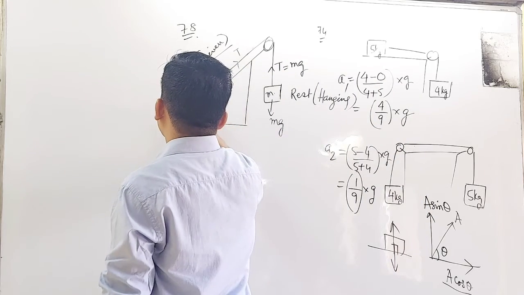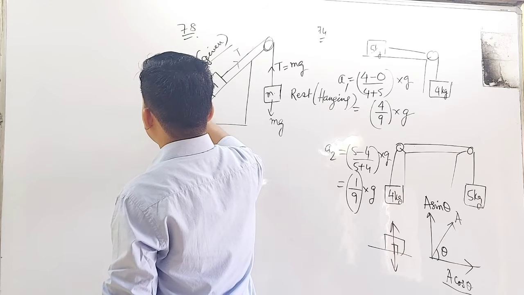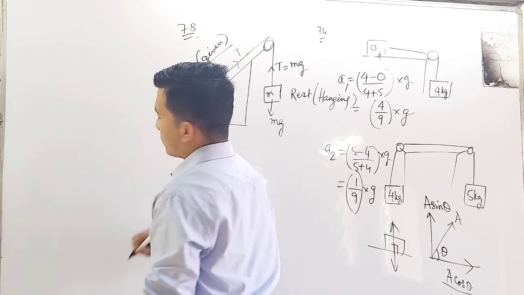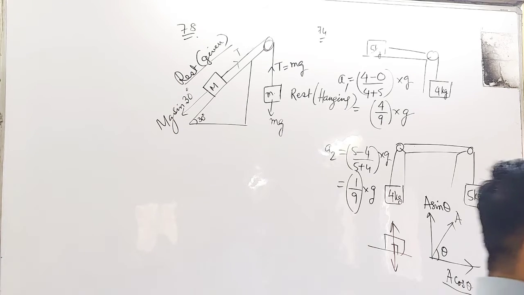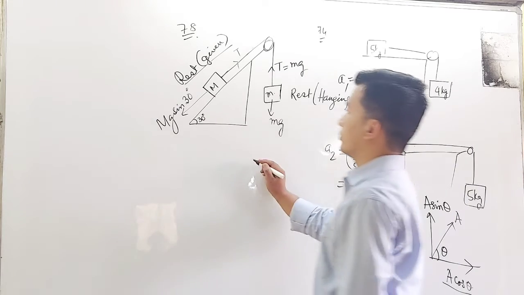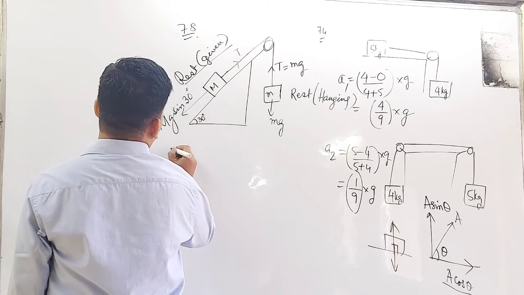The force is mg sine of 30. Do you understand this or not? We have only one unbalanced force acting down the inclined plane, mg sin theta. In the normal direction, mg cos theta is cancelled. Then we have this tension T in the hanging part.